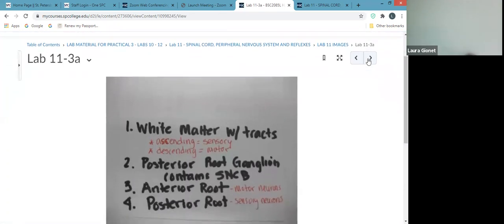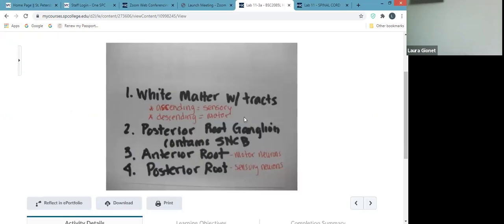So number 1 represents white matter. Anywhere you see white matter, it's not just the tip of the arrow, it's any of that white matter of the spinal cord, where we would find the ascending and descending tracts. Ascending is carrying sensory information, descending is carrying motor information or motor impulses. Number 2 represents the posterior root ganglion. That is where we have the sensory neuron cell bodies located. It continues as posterior nerve roots. And then number 3 represents the motor neurons exiting from the anterior gray horn as anterior roots.